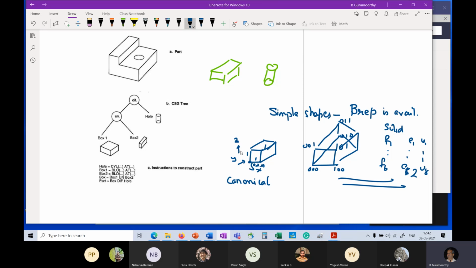So now the user wants to create the piece here. So let's say I call my cuboid my first primitive, P1. So how do I start with a cuboid that looks like this and get a cuboid that looks like that?